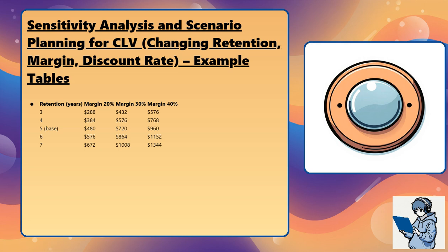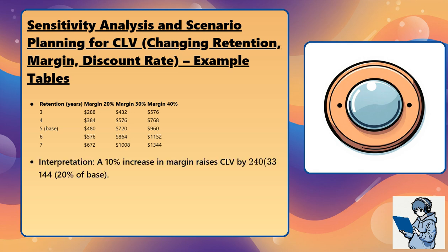Retention 6 years gives $576, $864, and $1,152 respectively. Retention 7 years gives $672, $1,008, and $1,344 respectively. Interpretation: a 10% increase in margin raises customer lifetime value by $240, which is 33% of the base. Extending retention by 1 year adds $144, which is 20% of the base.